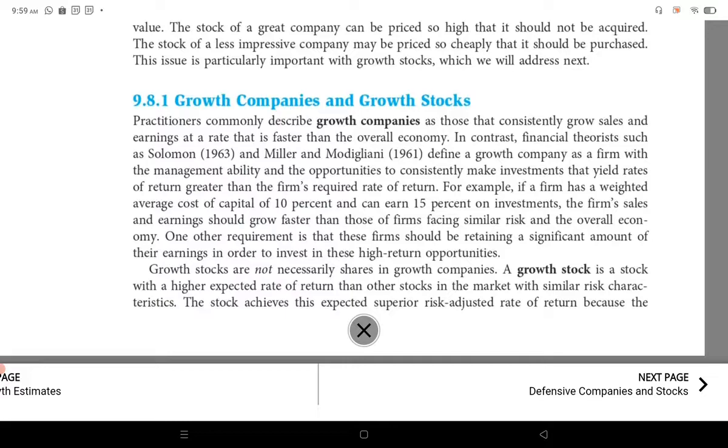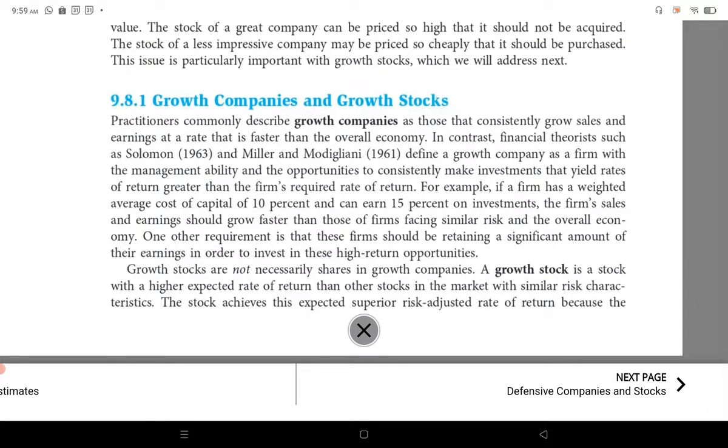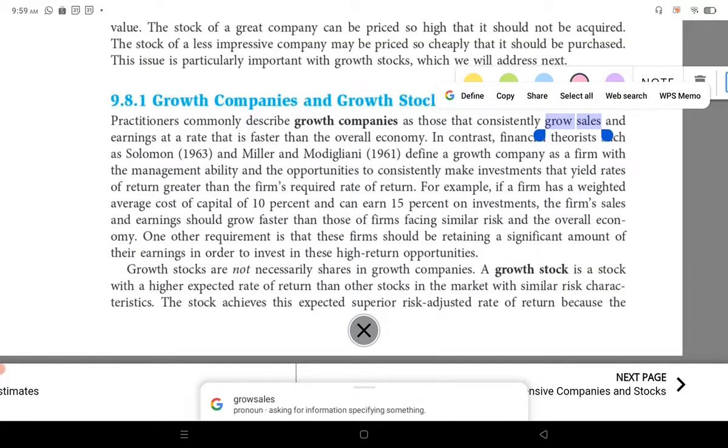So let's take a look at a few types of stock that are available on the market. The first is the growth stock. For the growth stock, normally those stocks have a high growing rate of sales.